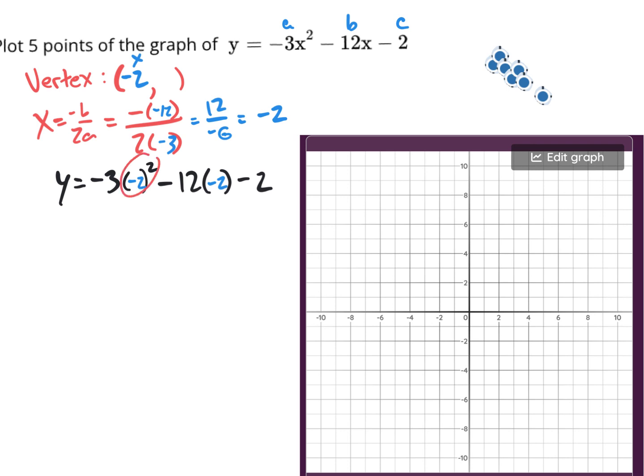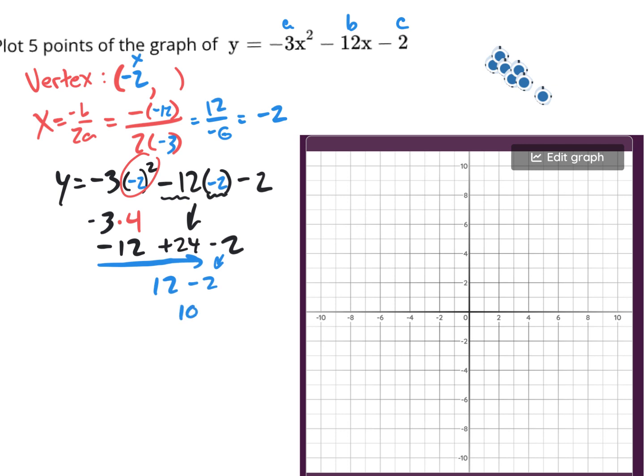Start with exponents. Negative 2 squared. Negative 2 times negative 2 is positive 4. Multiply it by the negative 3 out in front. That'll be a negative 12. Okay? And then negative 12 times a negative 2, that's a positive 24. I wrote it a little bit down here, so it'll be right next to the negative 12. Bring down that minus 2 as well. And then go from left to right. Negative 12 plus 24, that's a positive 12. And 12, bring down the minus 2. 12 minus 2 is 10.